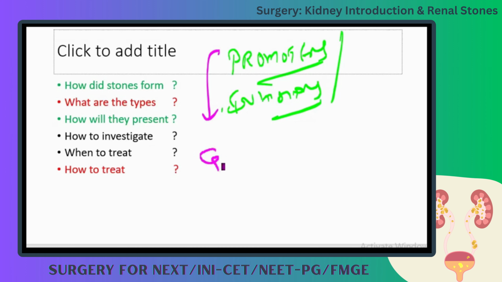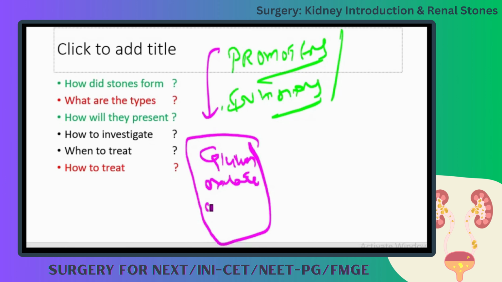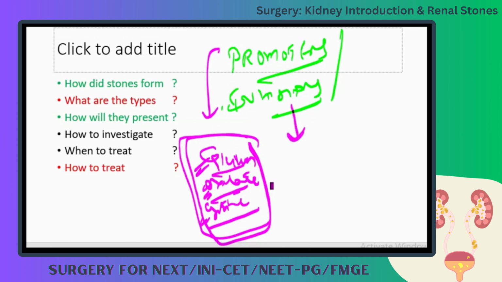Calcium, very good. Oxalate, cysteine. These are the three main important promoters. Inhibitors, one inhibitor at least. Citrate. Citrate, very good. Citrate is the single inhibitor.